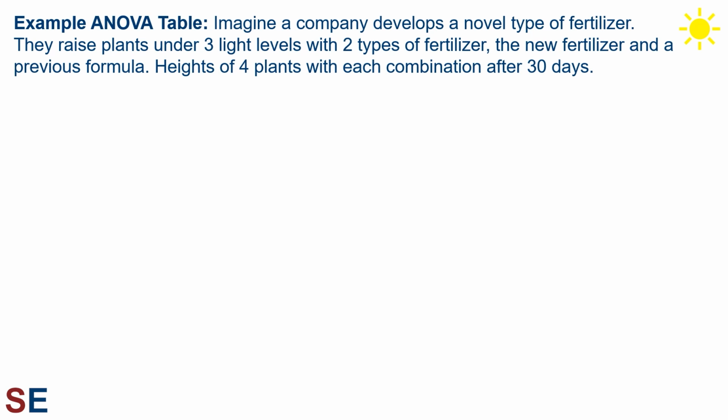Imagine a company develops a novel type of fertilizer that they wish to test. They raise plants under 3 light levels with 2 types of fertilizer, the novel fertilizer and a previous formula. The light level and fertilizer formula are the 2 factors. They measure the heights of 4 plants with each combination after 30 days. This will be the metric whose mean we're interested in. Is the mean height associated with the light and/or fertilizer individually, and is there an interaction between the 2?